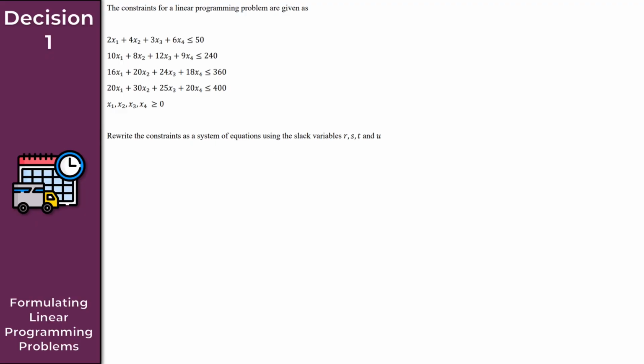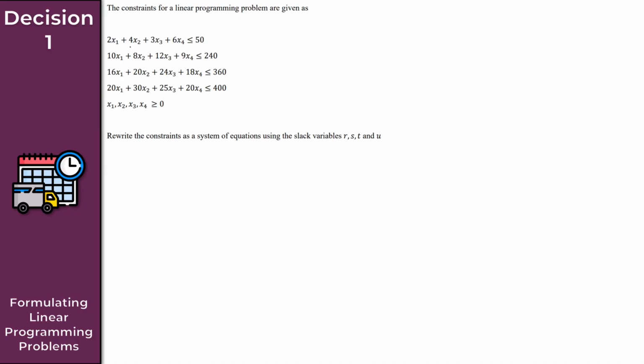Now for this question, all we want to do is rewrite the constraints as a system of equations by using these slack variables. That gives you a big clue, right? If we're going from a system of inequalities to a system of equations, the only way that we can do that is by introducing some slack variables. And we're given r, s, t, and u. So where do we begin? It's actually pretty straightforward.